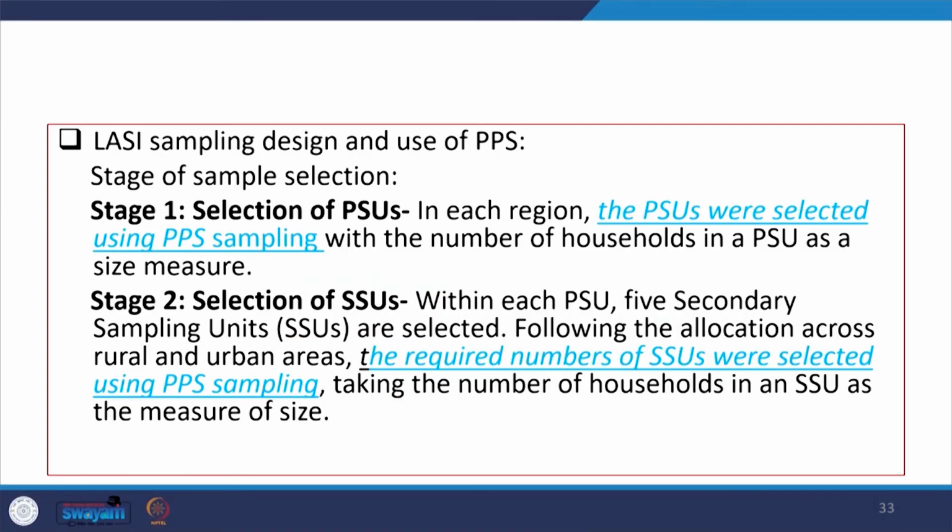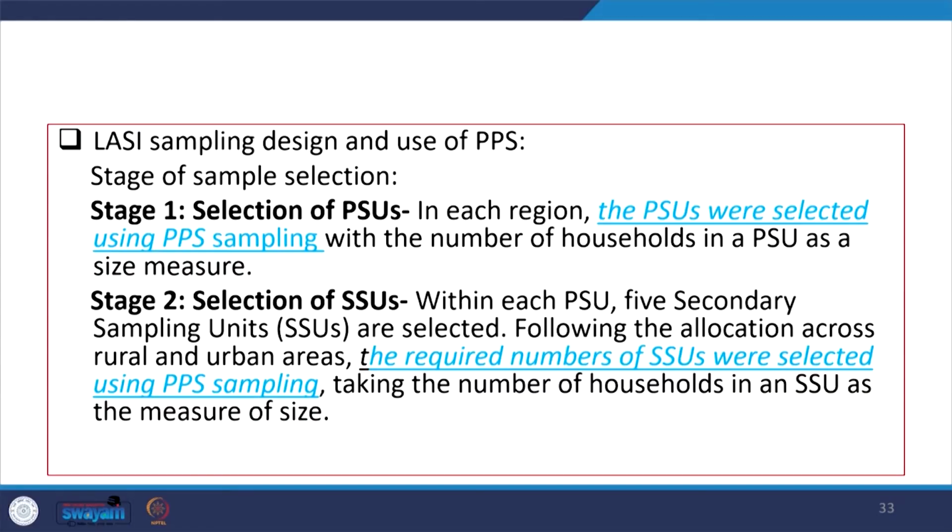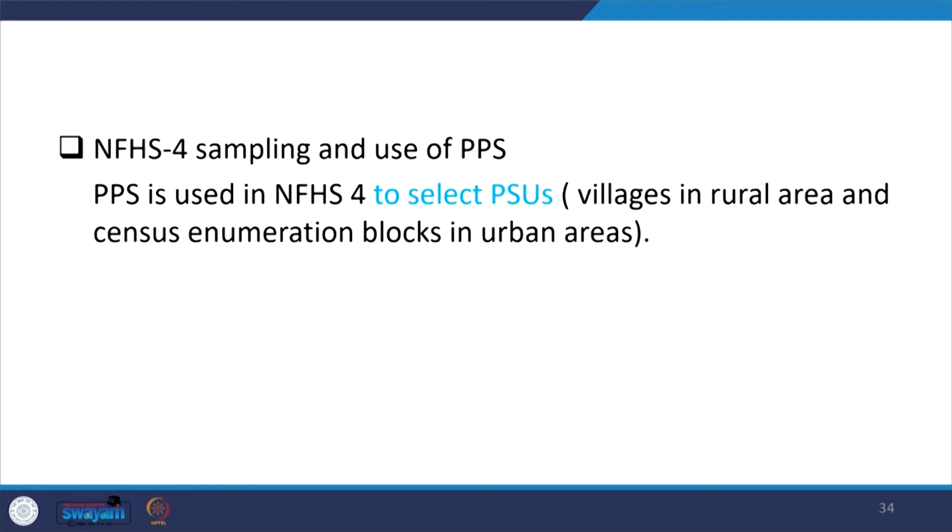In stage 1, selection of PSUs is done. PSUs are selected using PPS sampling with the number of households in a PSU as the size of measure. For the selection of SSUs, secondary sampling units, following the allocation across rural and urban areas, the required number of SSUs were selected using PPS sampling again, using the number of households. NFHS 4 sampling also uses PPS, and they considered villages in rural areas and census enumeration blocks in urban areas to select the sampling unit.